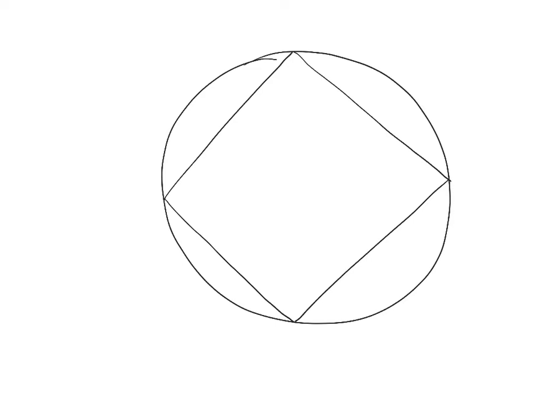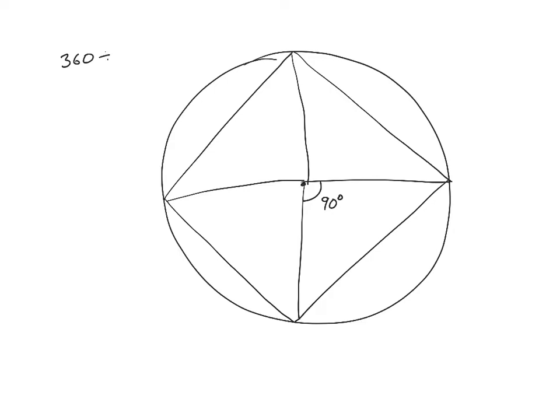If we take a circle and we draw a square inside it, then these lines divide the circle into 4 lots of 90 degrees. 360 divided by 4 is 90, so it can be divided by 4.